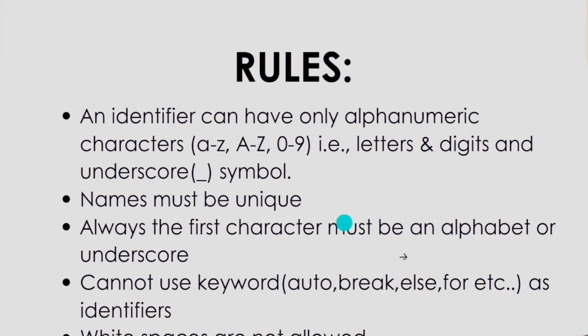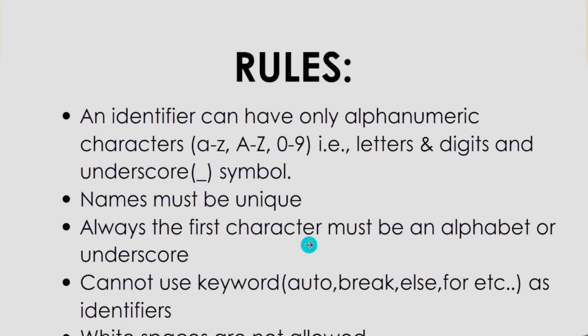So what is an identifier? An identifier can have alphanumeric characters like lowercase a to z, capital A to Z, digits 0 to 9, and even an underscore symbol. So always the names must be unique. Always the first character must be an alphabet or underscore. We cannot use keywords like auto, break, else, for, if, switch, case, etc. as identifiers. Here, white spaces are not allowed when you use an identifier.